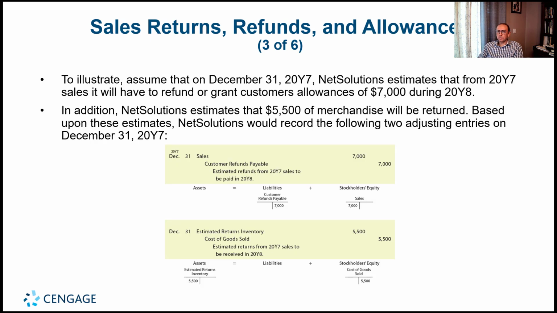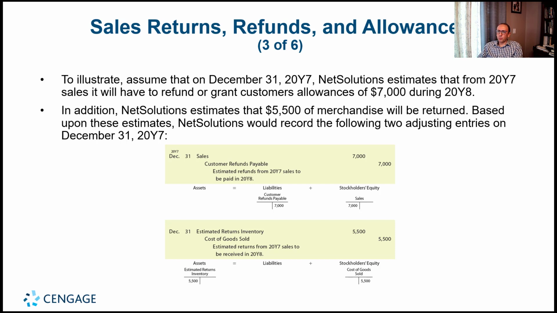So, let's see an example. Assume on December 31st, year 7, Net Solutions estimates that from their year 7 sales it would have a refund or grant customers allowances of $7,000 during year 8. So Net Solutions estimates that $5,500 of merchandise will be returned. Based upon these estimates, Net Solutions would record the following two adjusting entries on December 31st of year 7. And these are exactly an application of what we had in the previous slide.